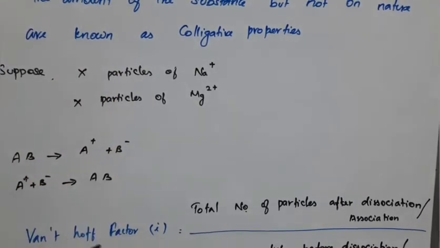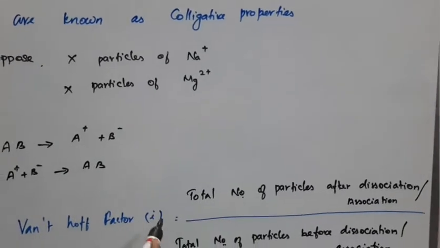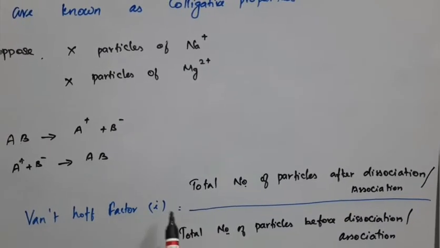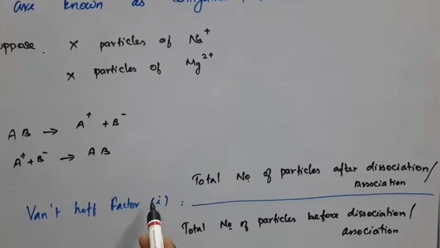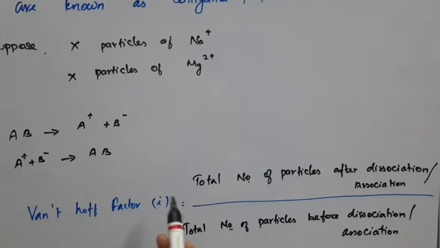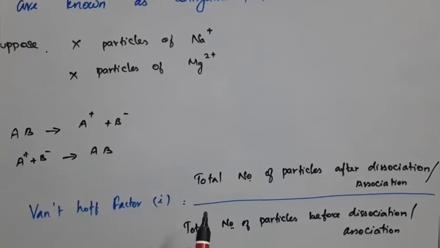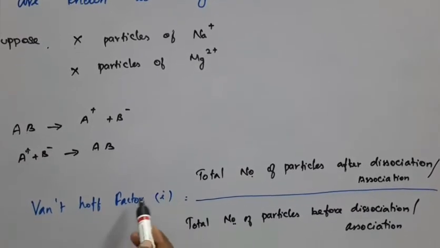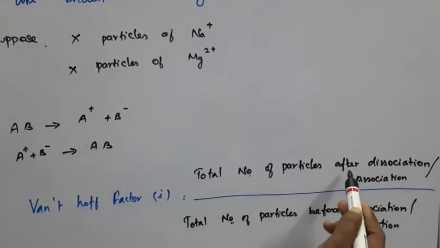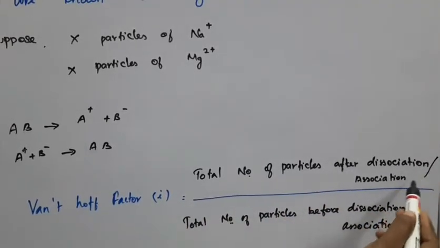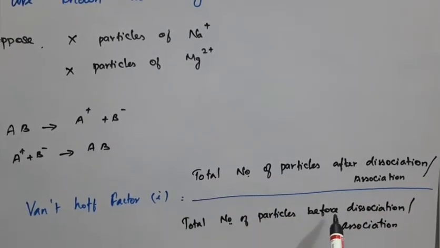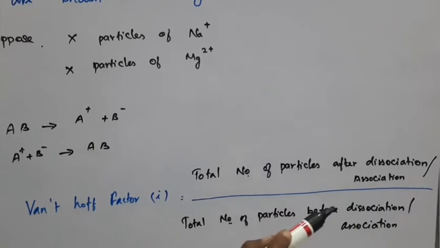So at that time Van 't Hoff introduced a new factor, that is i. Whether association or dissociation takes place, the i value is greater than 1, less than 1, or equal to 1. So he introduced i equal to the total number of particles after dissociation or association divided by the total number of particles before dissociation or association.